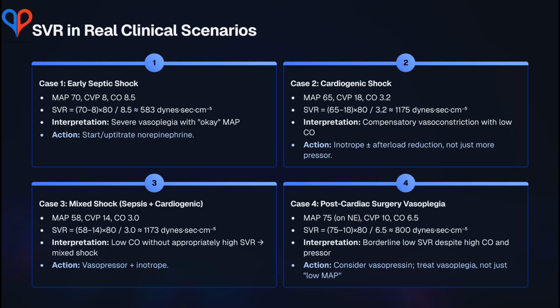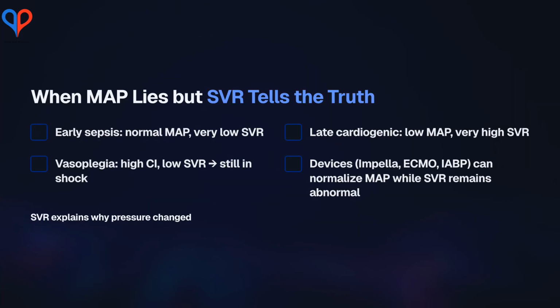The fix is inotropy and afterload management, not simply more pressor. In mixed shock, a low MAP with low cardiac output but only modestly elevated SVR exposes a combination of pump failure and vasoplegia, justifying both vasopressors and inotropes. After cardiac surgery, a patient on norepinephrine may have a MAP of 75, cardiac output 6.5, and CVP 10. The SVR of about 800 shows borderline vasoplegia despite decent numbers, pointing you toward adding vasopressin or targeting tone, rather than chasing MAP alone. SVR often reveals truth when MAP is deceptive.